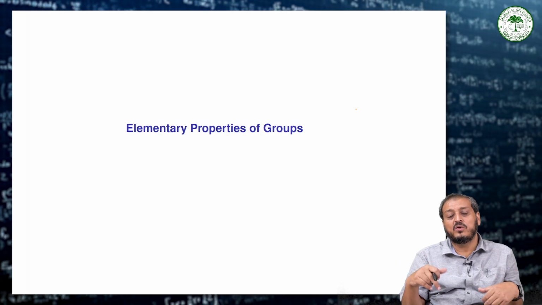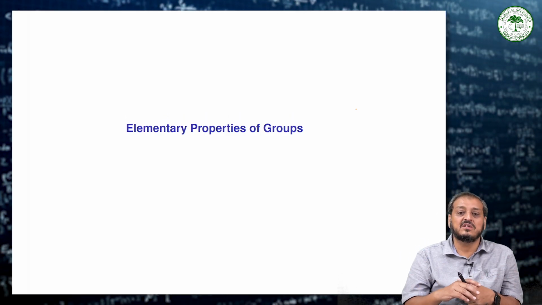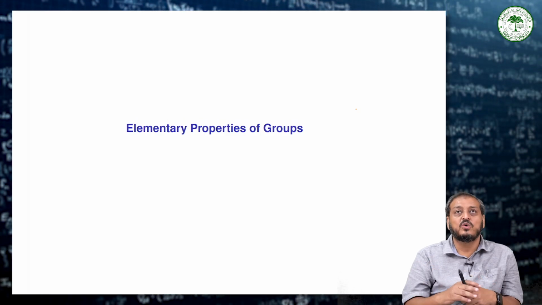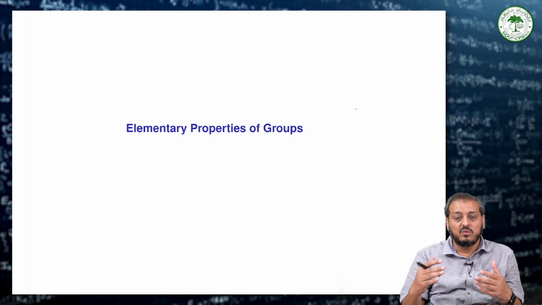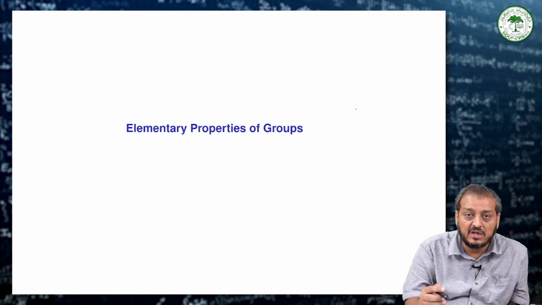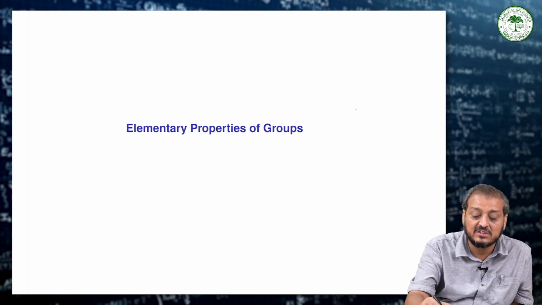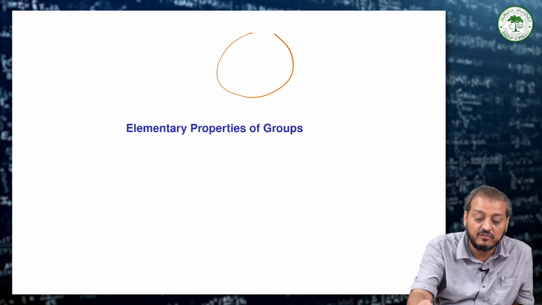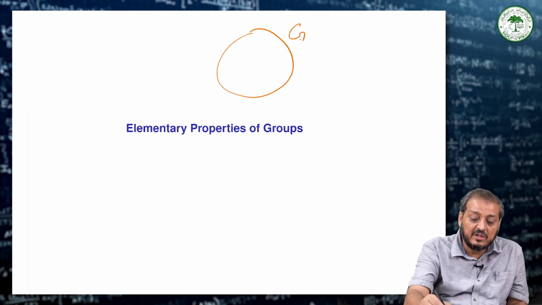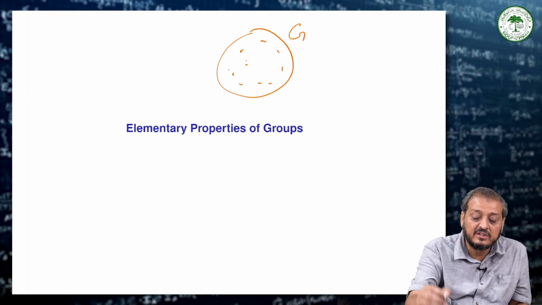So today's lecture we are going to discuss the elementary properties of a group. We have to see what the group properties are. In the last class we started with the basic things. If we have a set G, and this is a group, then all the elements are there.